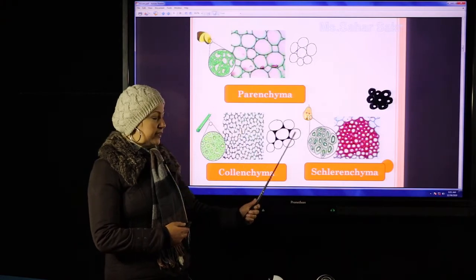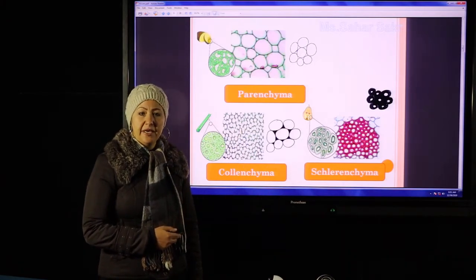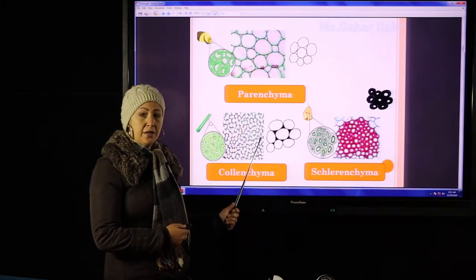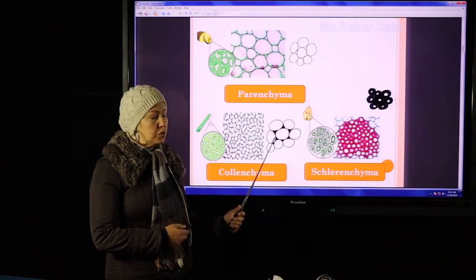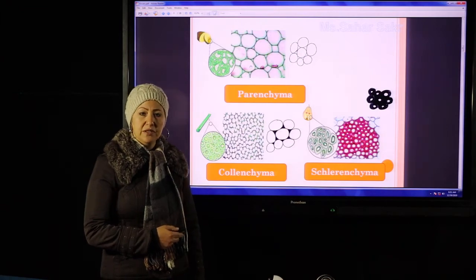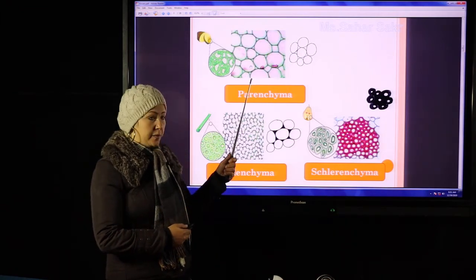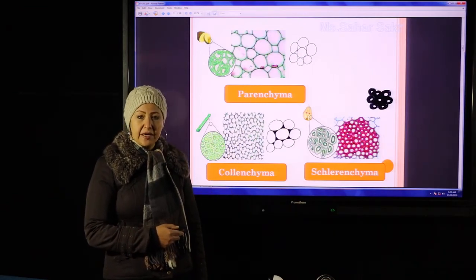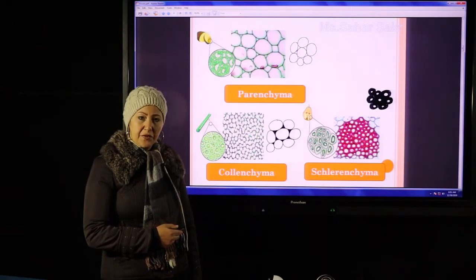Okay, the collenchyma and the sclerenchyma give the plant mechanical support, because the collenchyma corners are thickened with cellulose, and the sclerenchyma walls are all covered with cellulose and lignin. While the parenchyma doesn't give the plant mechanical support, it has other functions.